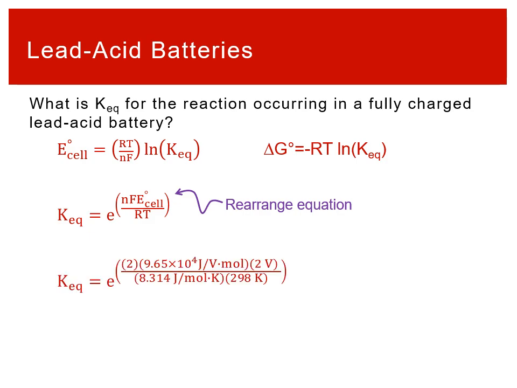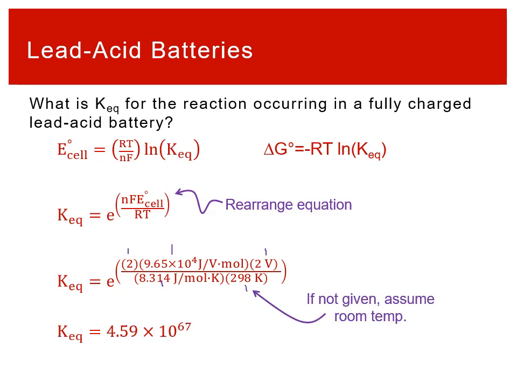So rearrange our equation and plug in all of our values. The 2 comes from balancing, F is a constant, the potential was given, R is a constant, and the temperature we assume is room temperature. So we get an equilibrium constant of 4.59 times 10 to the 67th.